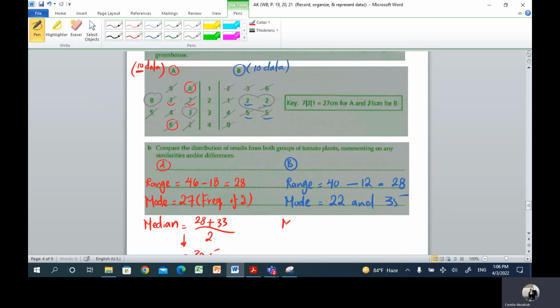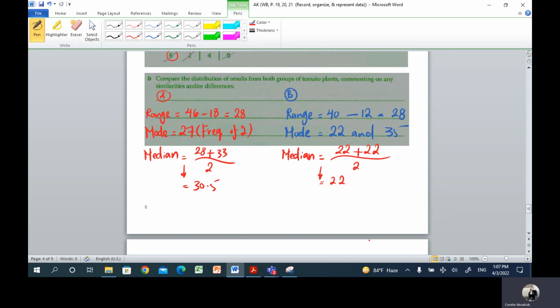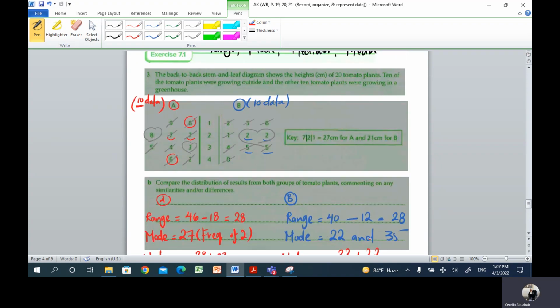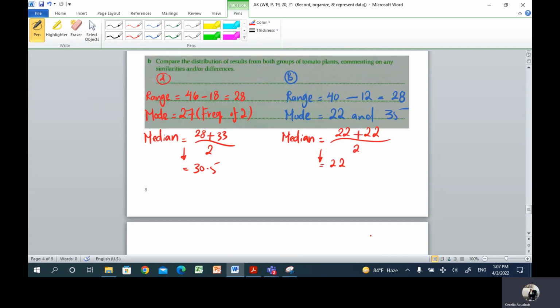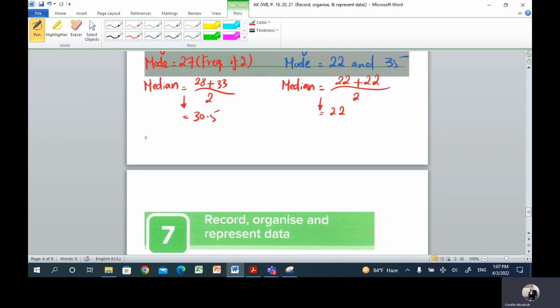So the median here is equal to 22 plus 22 over 2, and the answer will be 22. And as you can see, the median in A is greater than the median in B.